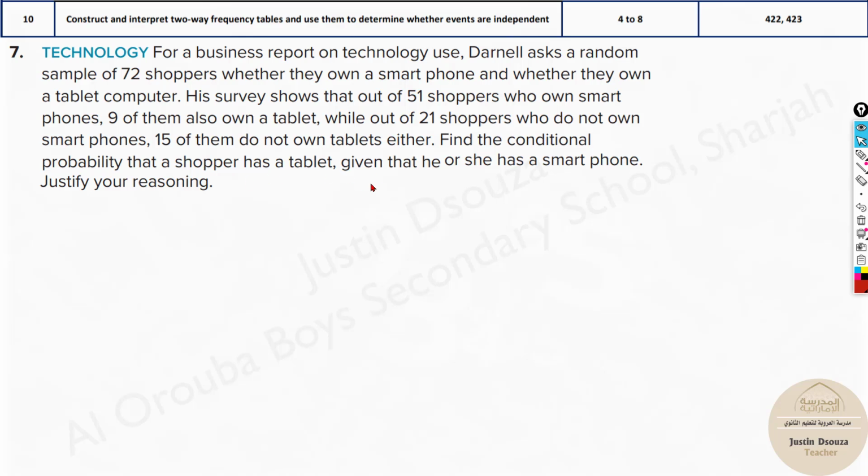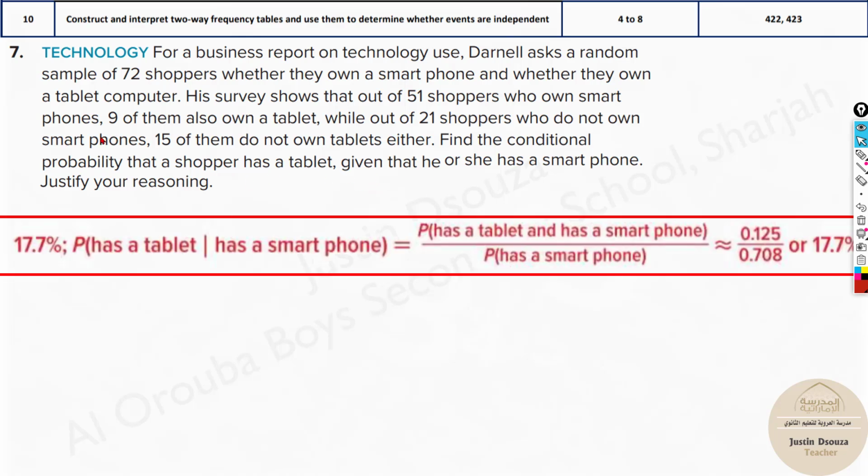Justify your answer. This is a conditional probability. We have done similar problems already many times before. Here the condition is given, whatever is after "given", that is, has a smartphone. So that must be the condition. What is the probability of having a tablet given that has a smartphone? Whatever is down must be down over here: the probability of having a smartphone.